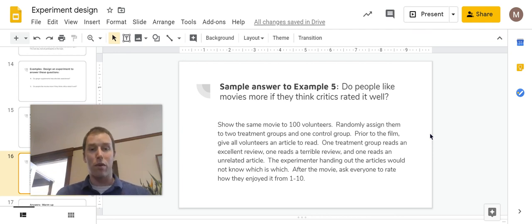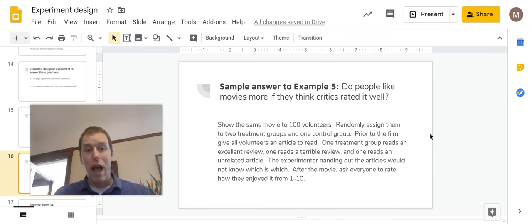At the end of the movie, everyone's going to rate the movie from 1 to 10, how much they like it. And I can compare the people who read a really good review, the people who read a terrible review, and the people who read a totally unrelated article. The people are just given something to read. They don't know what it is. They don't know the context. So they don't know whether I'm expecting them to like the movie more or less as a result of that. I can't erase the knowledge of what they've actually read. So they probably can make some inferences, and maybe what I'm seeing is what they think the effect is going to be. But that's also kind of the question I'm asking anyway.